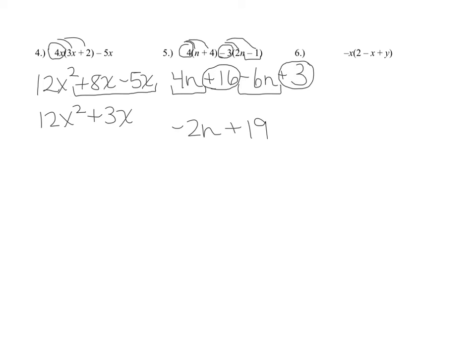All right, number 6. You're distributing negative x to the 2, negative x, and y. Negative x times 2 is negative 2x. Negative x times negative x is positive x squared. Negative x times y is negative xy. And none of those are like terms, so you can't put them together.